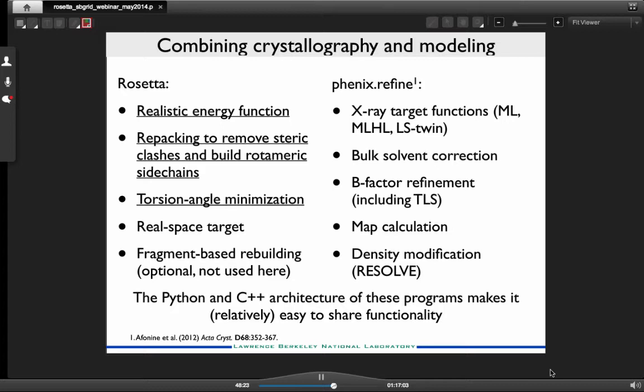And because these programs have a somewhat similar architecture in that they're written in C++ or C at the core, it was fairly straightforward to combine them together. And so Rosetta is actually running Phenix Refine internally via Python.